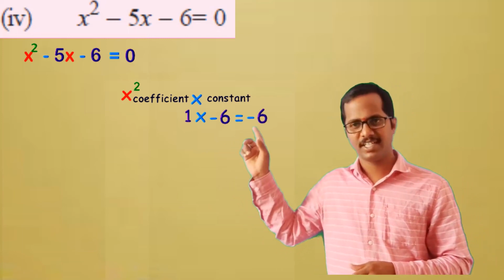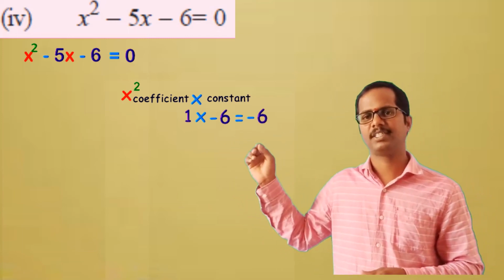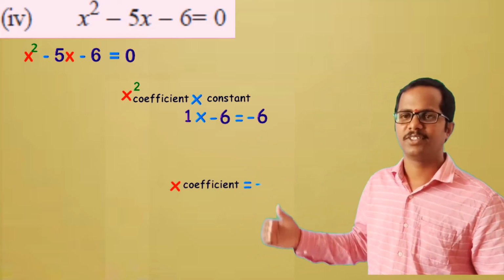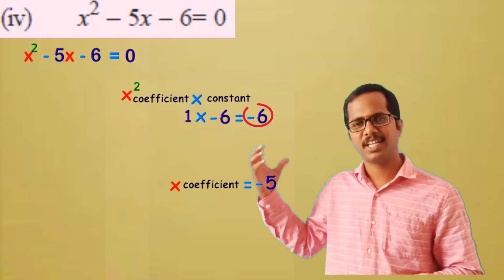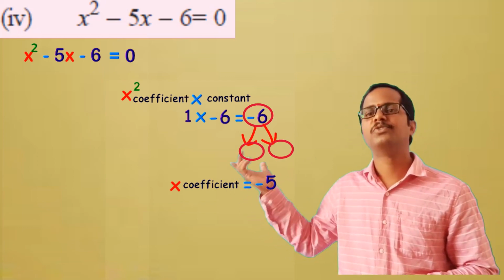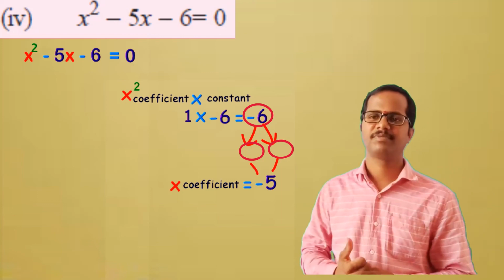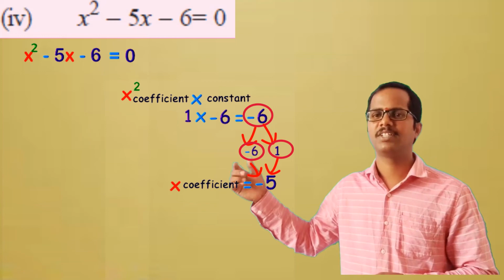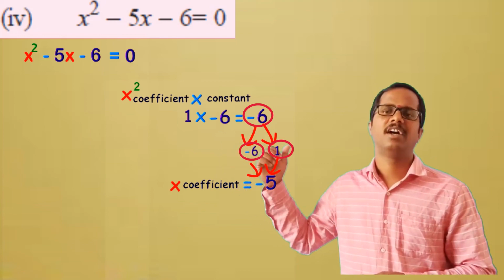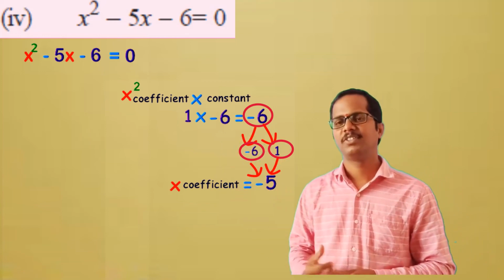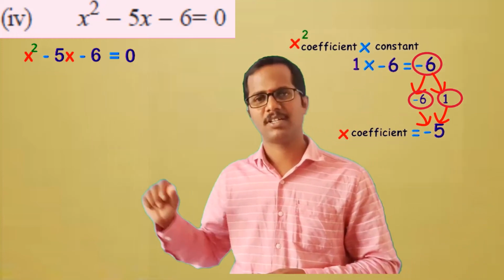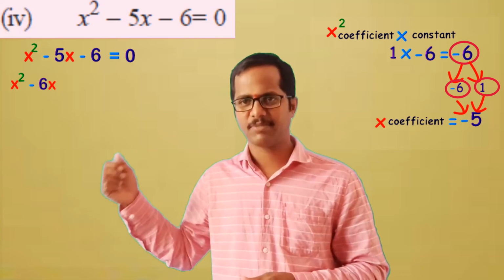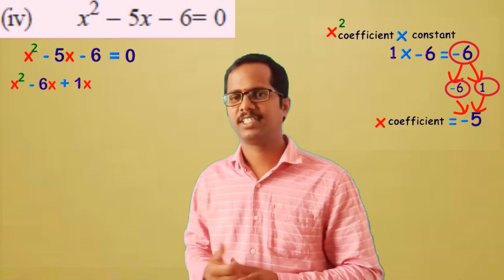And we need to consider the pair of factors for minus 6 such that their sum is equal to x coefficient. So what is x coefficient here? Minus 5. So now what are the pair of factors that we need to take here for minus 6 whose sum is equal to minus 5? So in this case we have to take minus 6 and 1 so that we get the product as minus 6 and their sum is equal to minus 5. So using minus 6 and 1 we can split the middle term, that is minus 5x. So we can write x squared minus 6x plus 1x minus 6 equals 0.